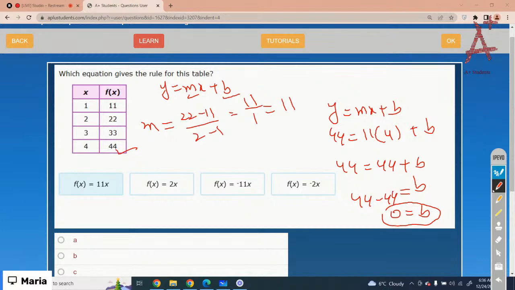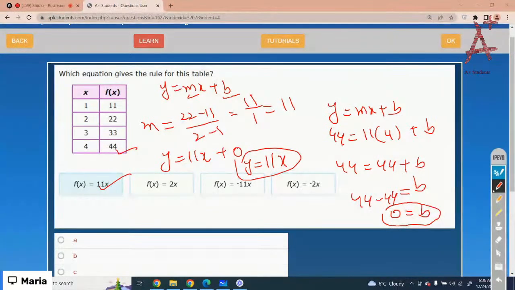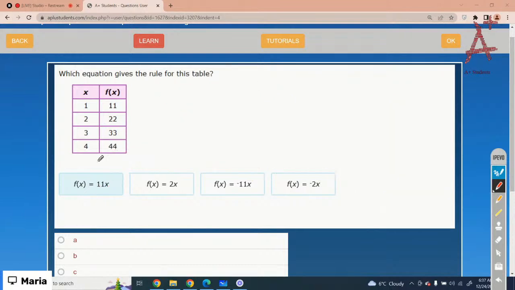So just use the slope. It would be y equals 11x plus 0. 11x plus 0 is 11x. So it would be y equals 11x. So option number A is the correct option. Got it? Y equals 11x is the equation for the given table. Just select the correct option, then click on the OK button.